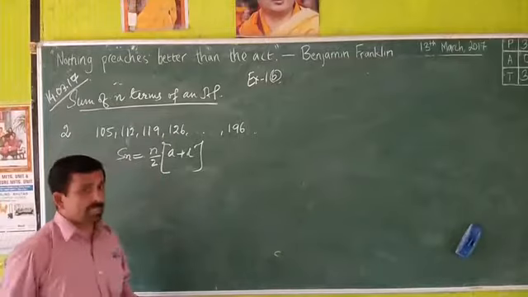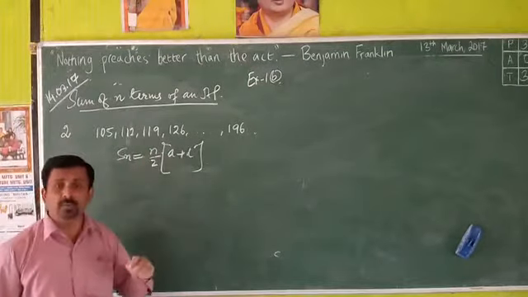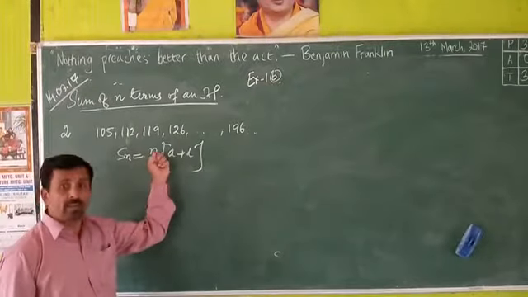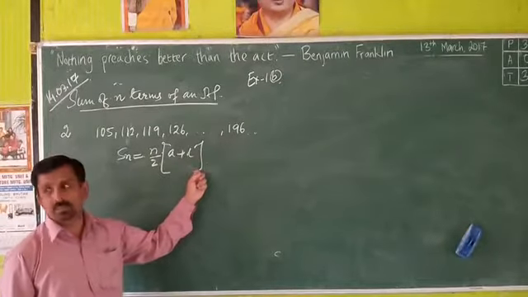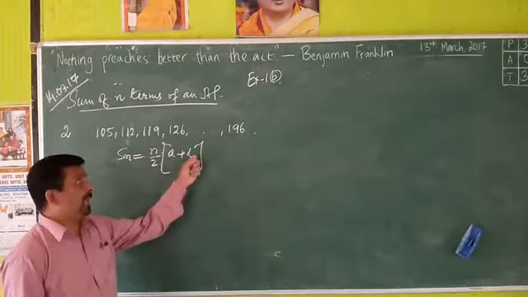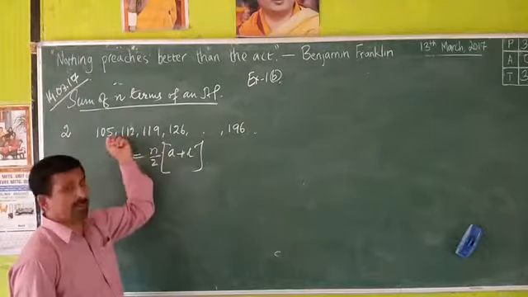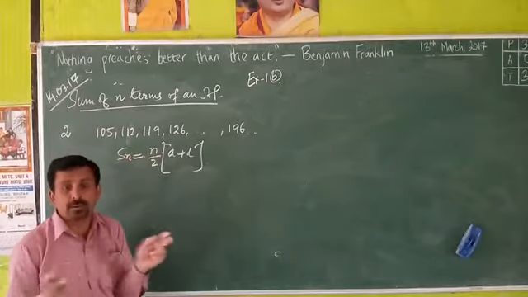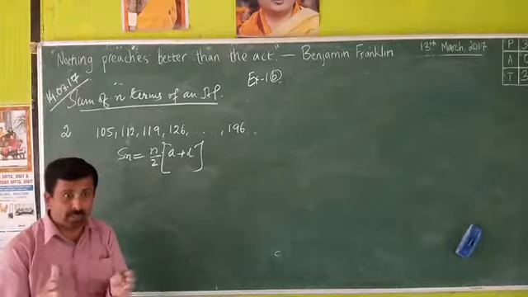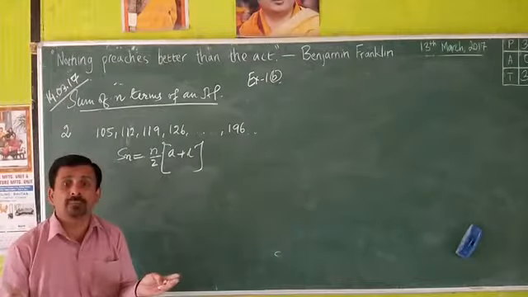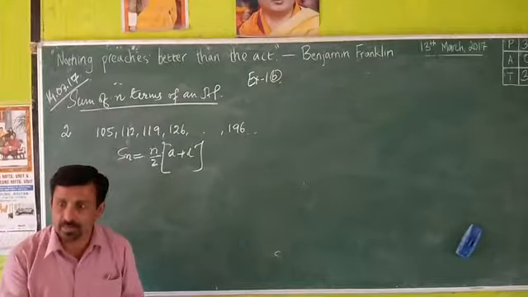Other than that, to use this formula, we need to know the value of n, the value of a, and the value of l. By any means, we have to have these values. L is 196, given. A, the first term, is also given. N is the number of terms, that means the number of terms which are divisible by 7 between 100 to 200. How many of them are divisible by 7? We need to know their number.